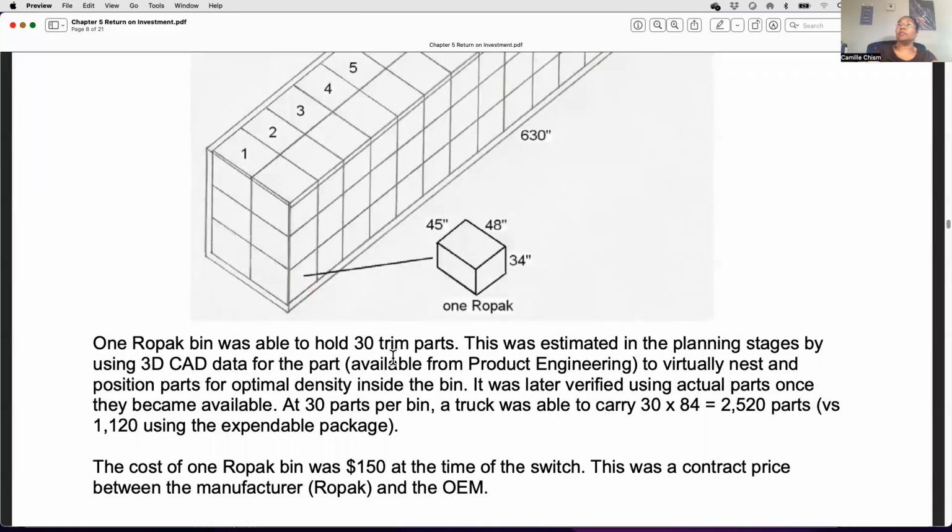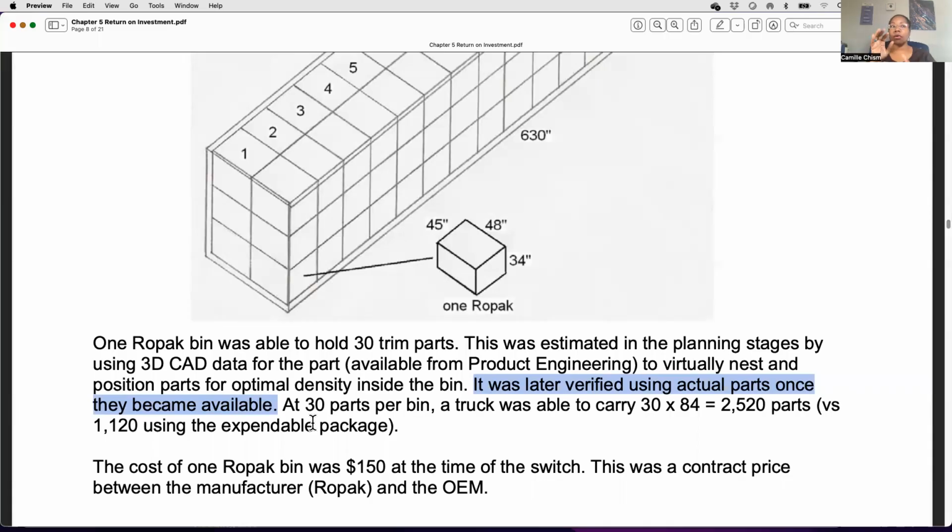They use their CAD data and calculations to figure out how many parts they could get, to maximize how many they could. And then this says here, it was later verified using actual parts once they became available. That's key. So that would be a fit check.